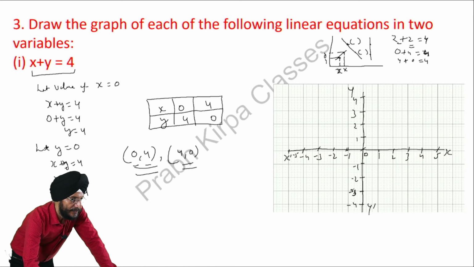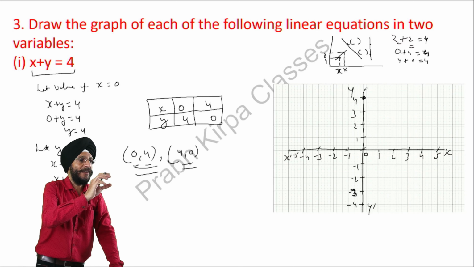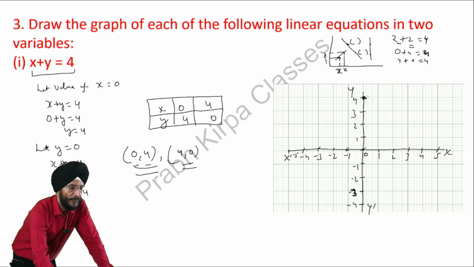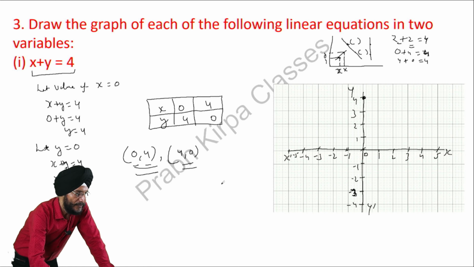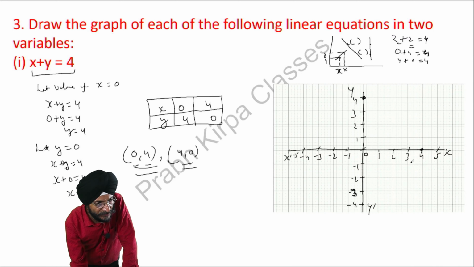Now what are the values of x and y? The value of x is 0, and the value of y is 4. Here is the first point. On the basis of the first solution, we have plotted the first point on the graph. Then in the second case, the value of x is 4, and the value of y is 0. So now we will join both these 2 points.